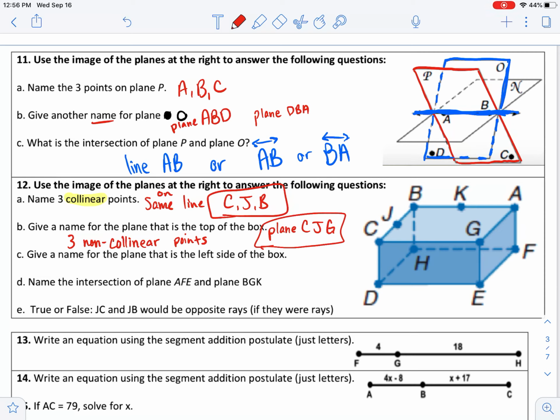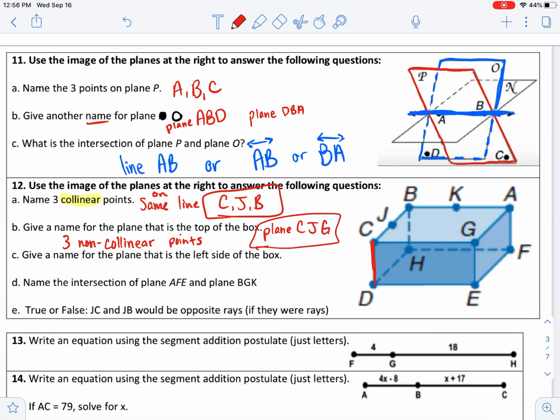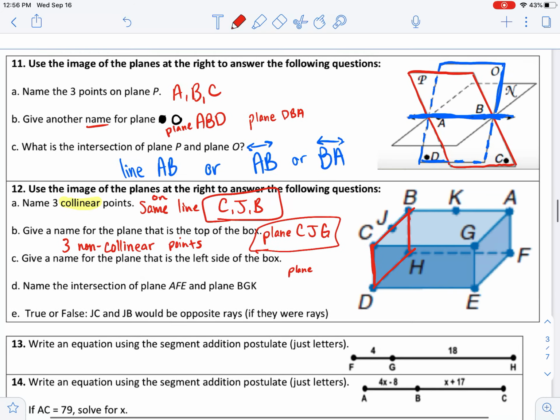So I would pause the video here, see if you can get C, D, and E, and then I'm going to fill out my work in just a second. So left side of the box should be plane, I'll use HDJ. That would work, one of many names.